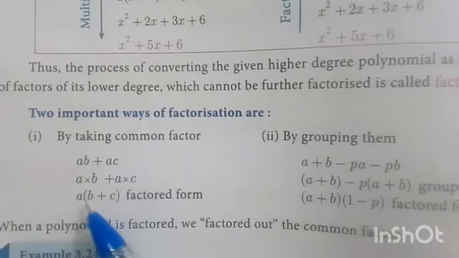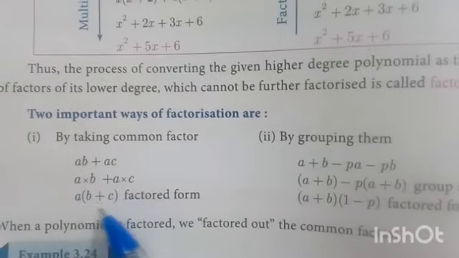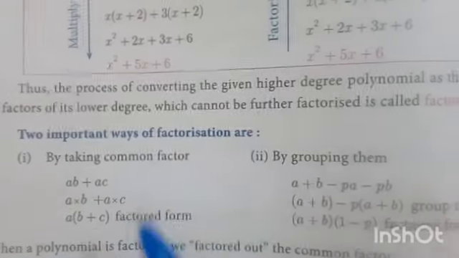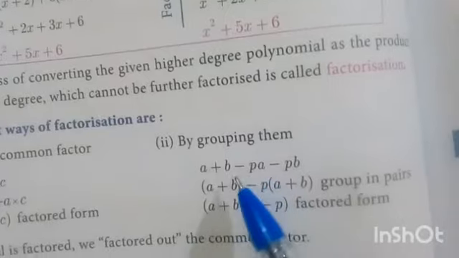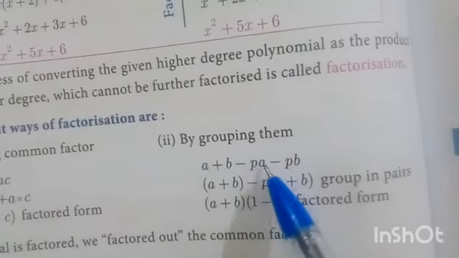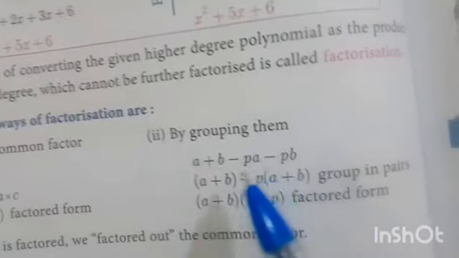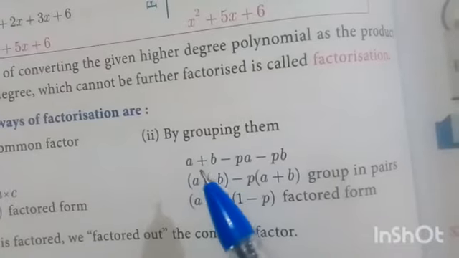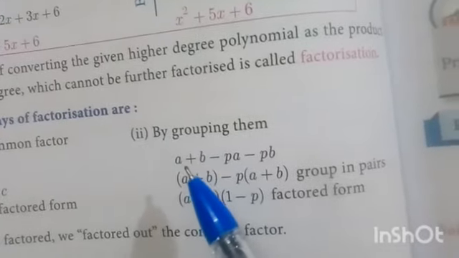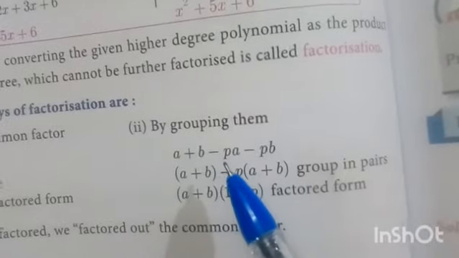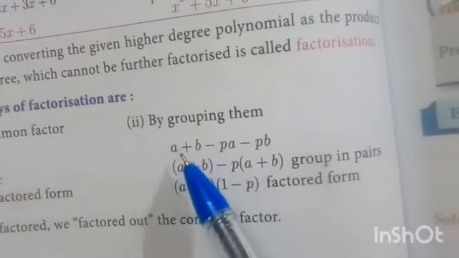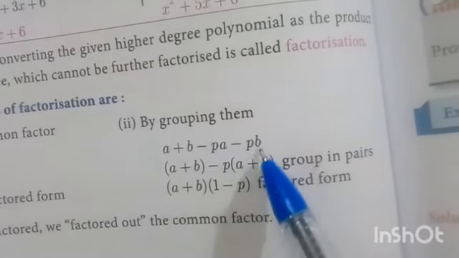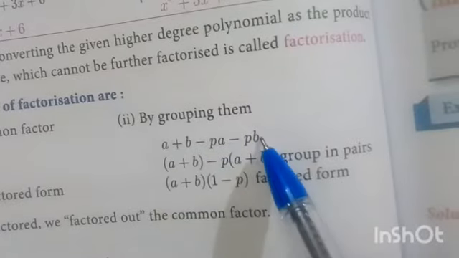Now you check again: A into B, you get this. A into C, you get this. It is the common factor method. Next, the grouping method. Now you have four terms: A plus B minus PA minus PB. First you have to find the groups, that is, group the like terms. Same variable is there, that is called a like factor. For A, here PA is there, so make a group of these two. B is here, and here also B is there, so make these two a group.